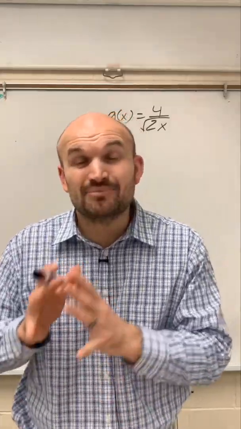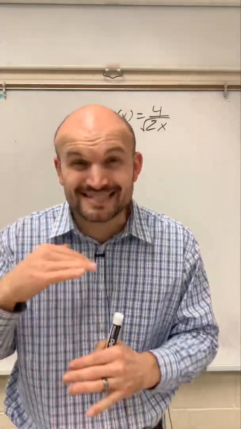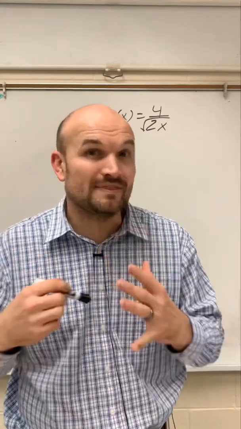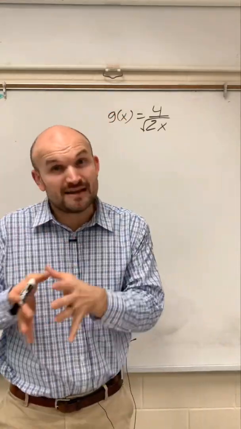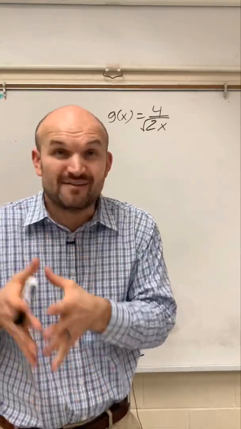So whenever you need to take the implied domain of a rational function where the square root is in the denominator, all you simply need to do is do this one little trick. Now, the implied domain of a rational function is you can't divide by 0, right? And the implied domain for a square root function is you can't take the square root of any negative numbers.